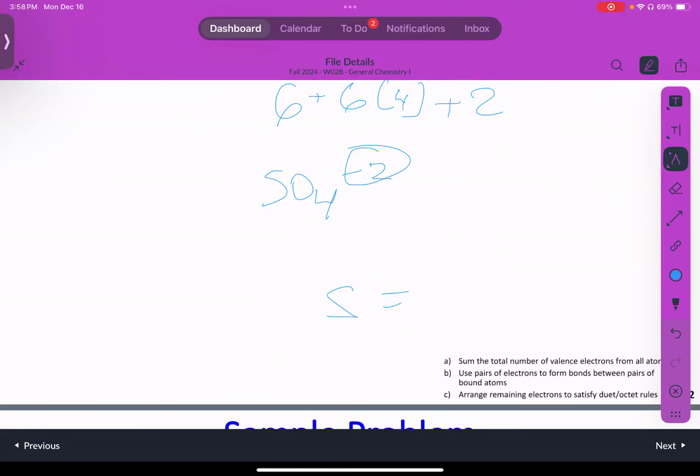Sorry, I should do that. So whenever you do this, you want to first draw it out with the single bonds and see, okay, can I satisfy the octet rule, right? So that's what I like to do. So I'm adding the 6 electrons to each one, right? This does satisfy the number of electrons I have, and it satisfies the octet rule.